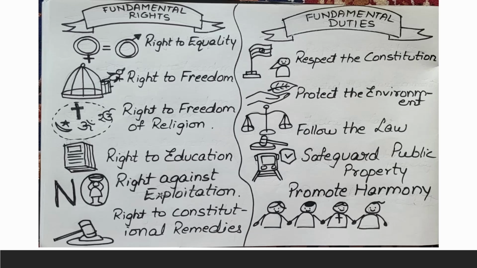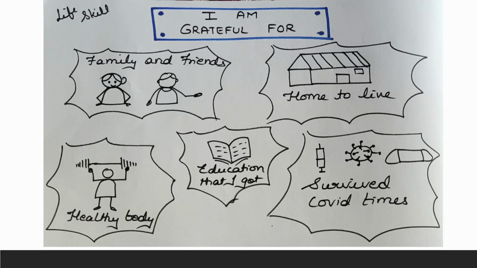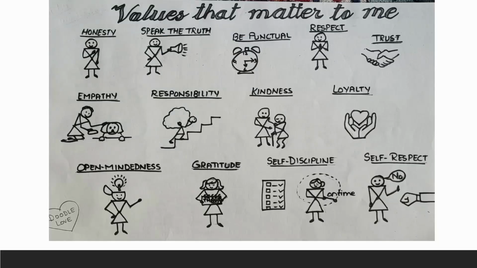When a child associates a visual image with a specific right or duty, it becomes easier for them to recall that information. Next is life skills. Doodling can also be used to reflect on personal values. For instance, students can doodle what they are grateful for or values that matter to them. It's a great way to encourage emotional intelligence. Using simple stick figures is a fantastic way to express values in a clear and relatable manner.